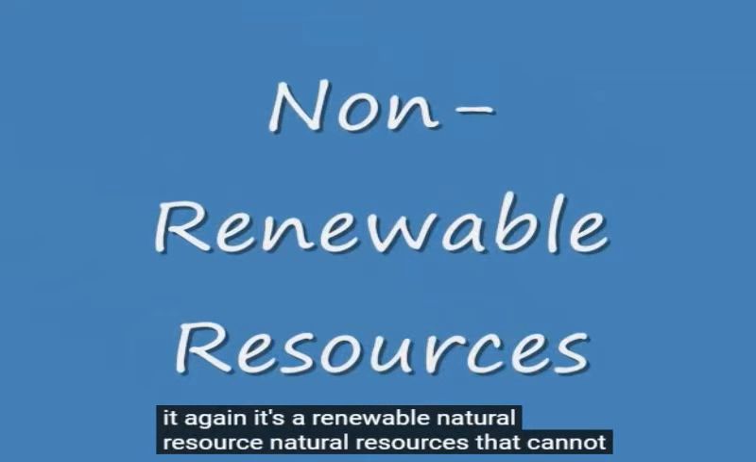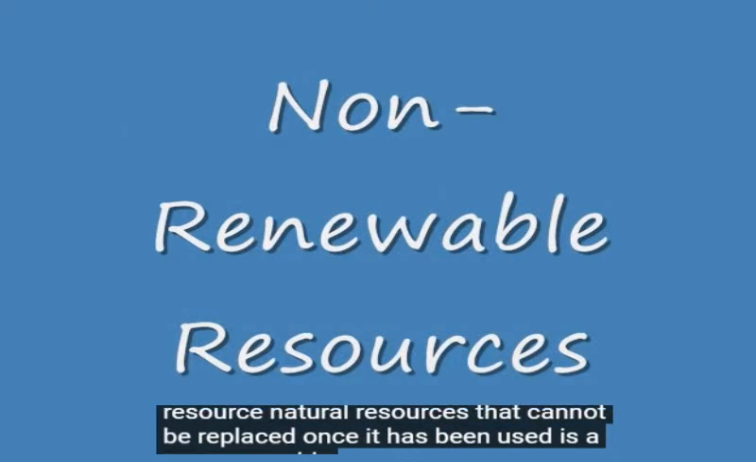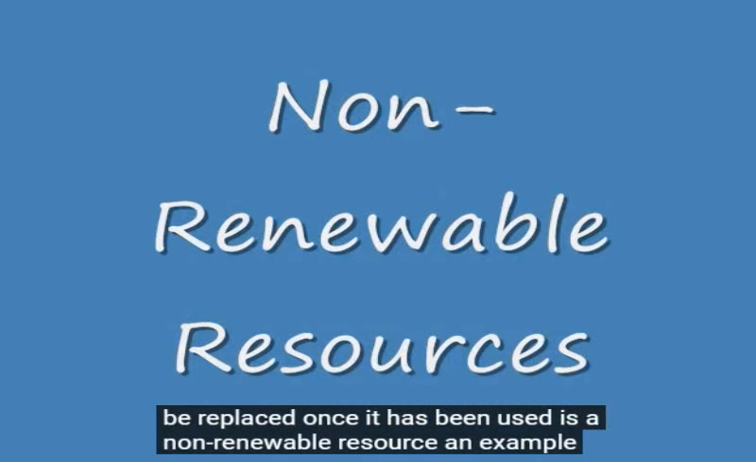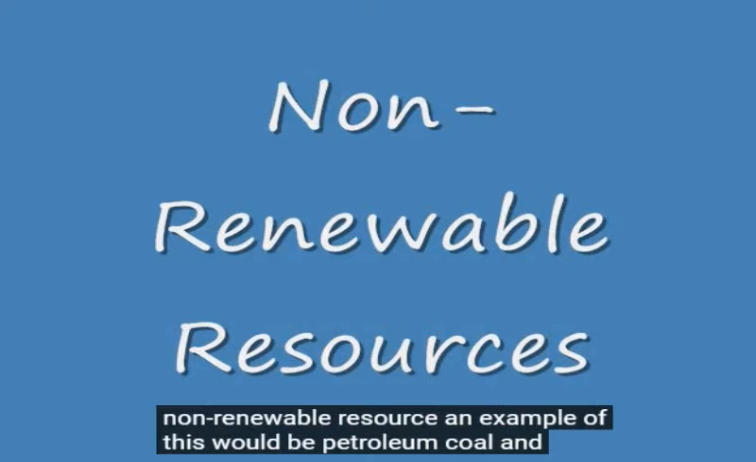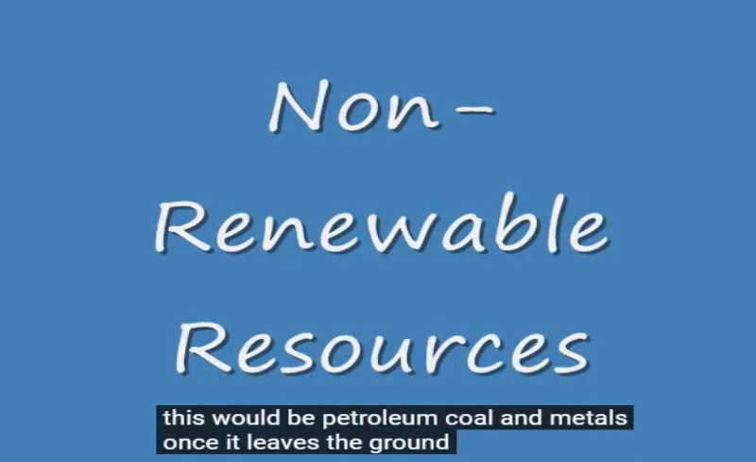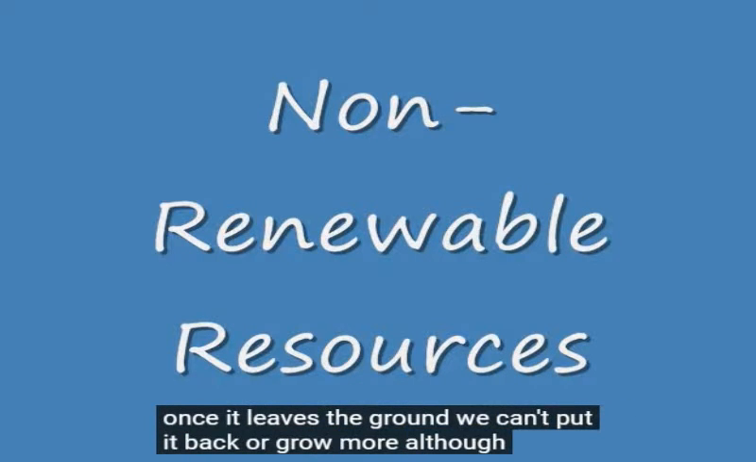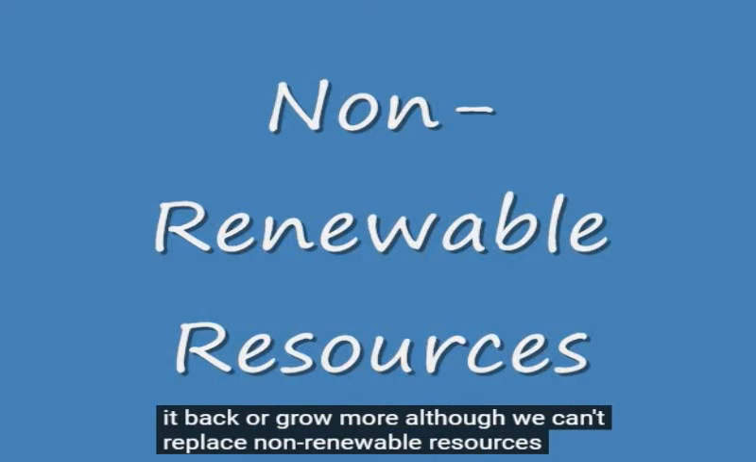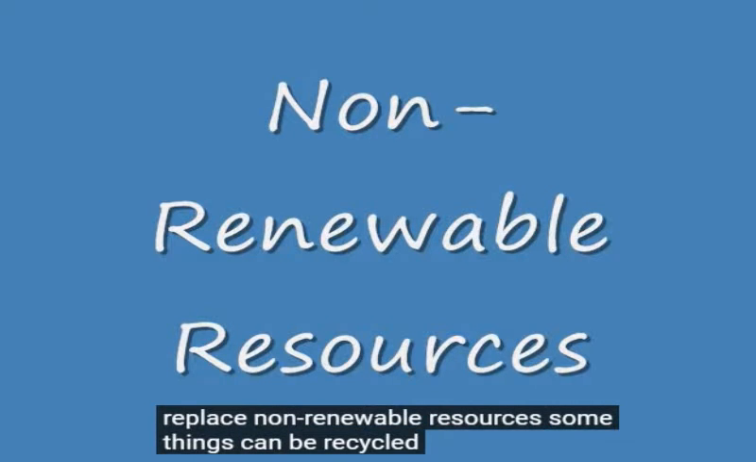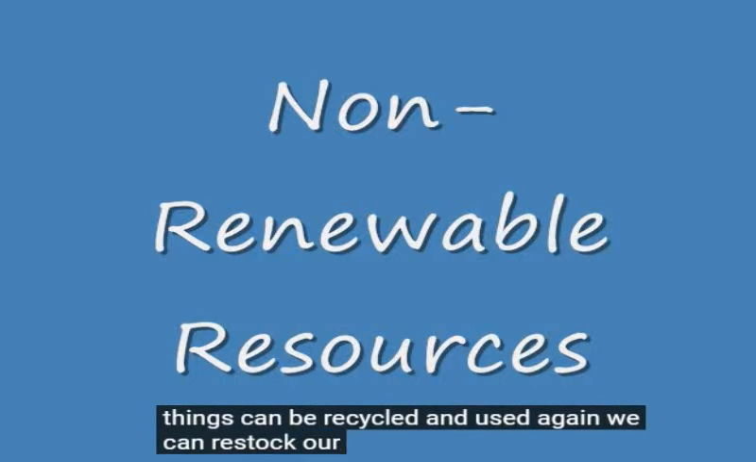Natural resources that cannot be replaced once they have been used are non-renewable resources. An example of this would be petroleum, coal, and metals. Once it leaves the ground, we can't put it back or grow more. Although we can't replace non-renewable resources, some things can be recycled and used again. We can recycle our cans, plastic, and other non-renewable products.